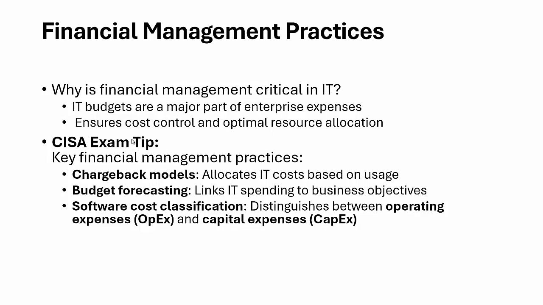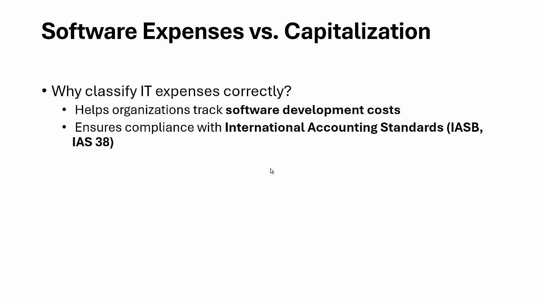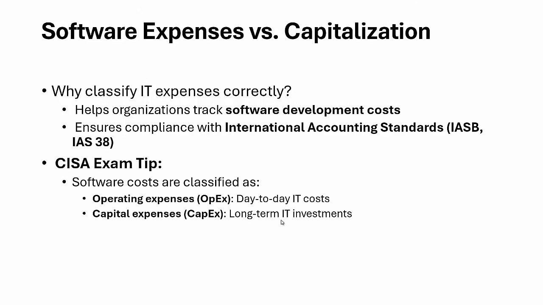So as an IS auditor, you need to verify how the organization tracks its IT expenses and ensure compliance with financial standards. Now, why do we need to classify IT expense correctly? Because it helps the organization track the software development cost. It ensures compliance with international accounting standards. And we have different kinds of cost. So software costs are classified into two categories. One is called operational expenses, which is day-to-day. And one is called capital, which is long-term IT investment.